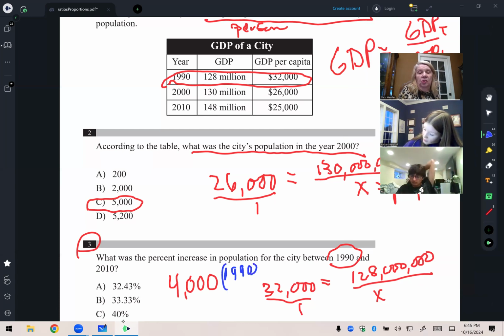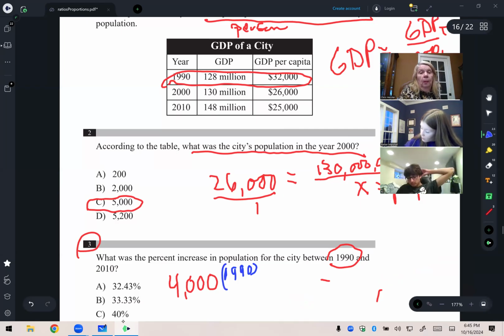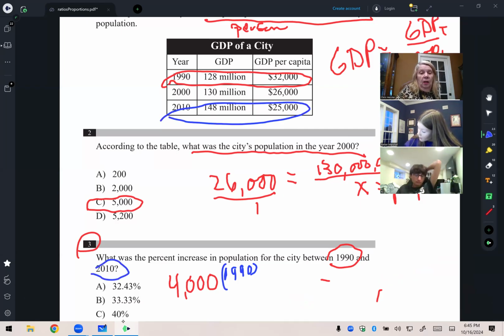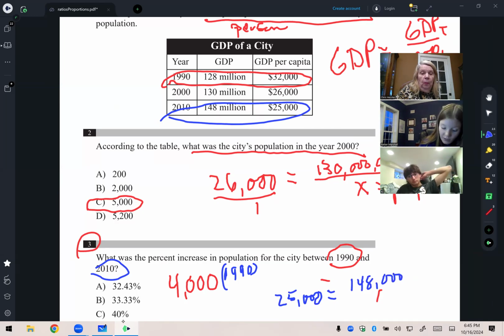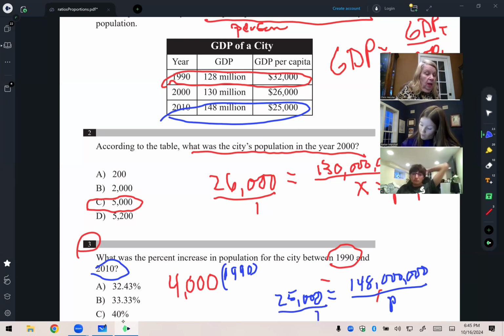That's not an exponent, it's just trying to change colors. Okay, now we've got to do 2010. So once again, the per capita is 25 grand equals the 148 million over our population, which we don't know. Then I cross multiply, and I'm going to get 5920 for 2010.